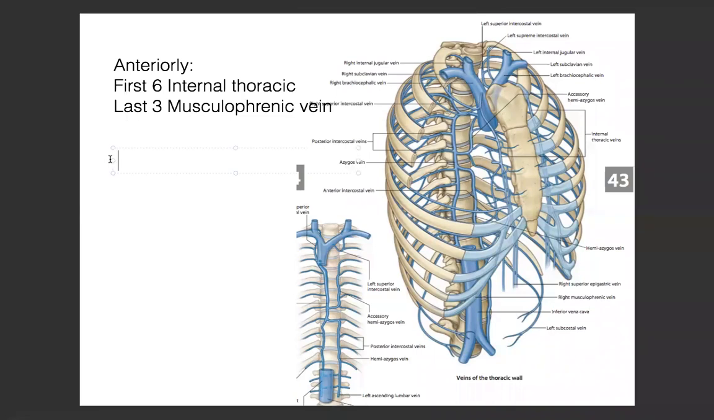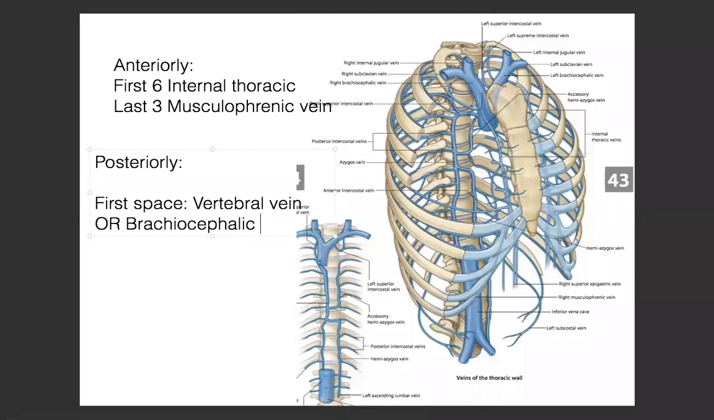The vein posteriorly is a bit confusing, so I'll take my time, and I need you guys to ask me to repeat at any second that you don't understand. Okay? So posteriorly, the first space is on its own, the second and third together, and the rest together. The first space drains into the vertebral vein or into the brachiocephalic vein. It varies and it's not stable.